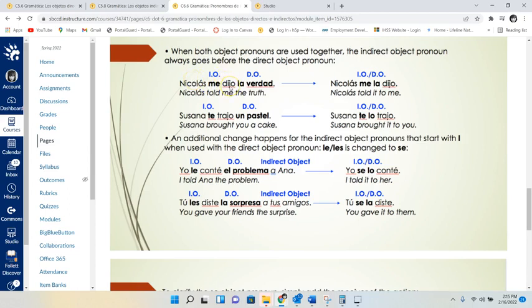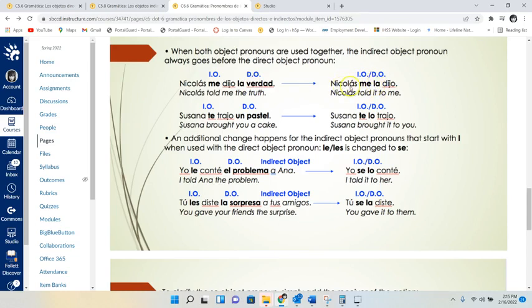Who did he tell the truth to? To me. That is my indirect, so me. What did he tell? The truth. That is your direct object. So when you're replacing both, the me, which is me being told, and the truth, the direct object, la verdad is feminine, so me la, that's what you're replacing.